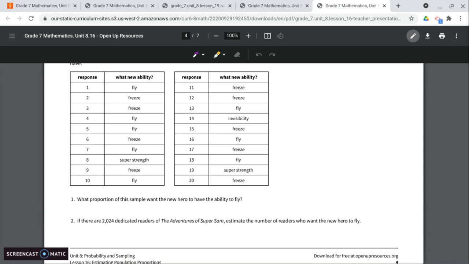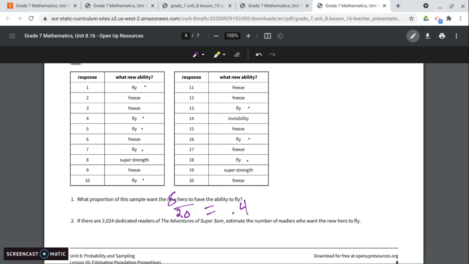Proportion means what amount out of the total, relating those amounts. So proportion is your key word for this lesson. If we look, we have 20 total responses. And if we look at how many wanted him to fly, we've got 1, 2, 3, 4, 5, 6, 7, 8. So we have 8 out of 20, which would equal 0.4.